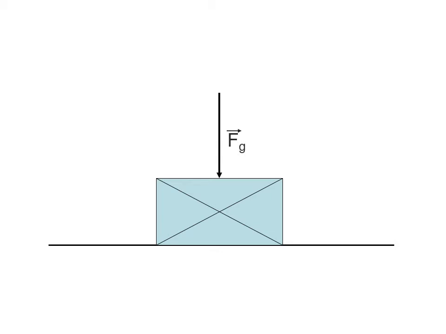A box sits on a table. The force of gravity pushes down on the box, but the box does not fall through the table because the table pushes back. The force of gravity is equal and opposite to the normal force. The object does not move because the net force is equal to 0.